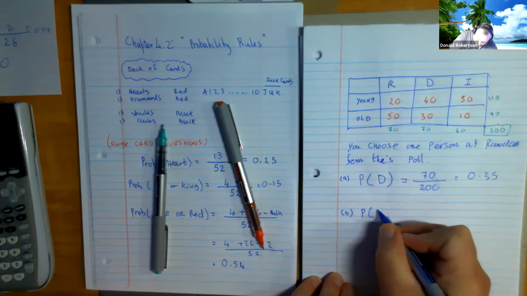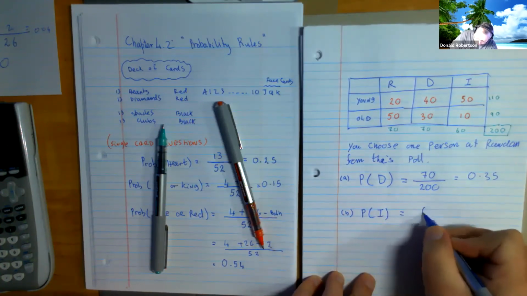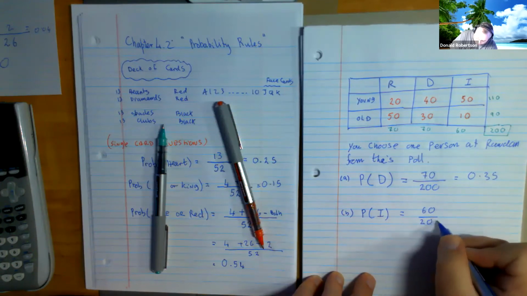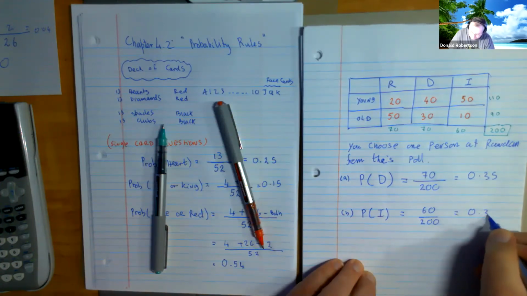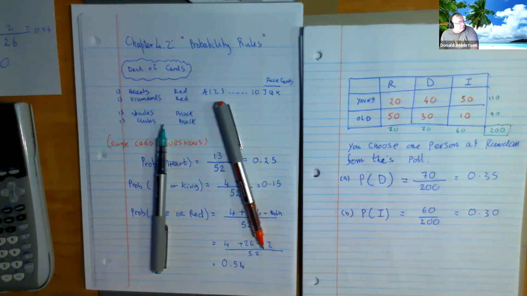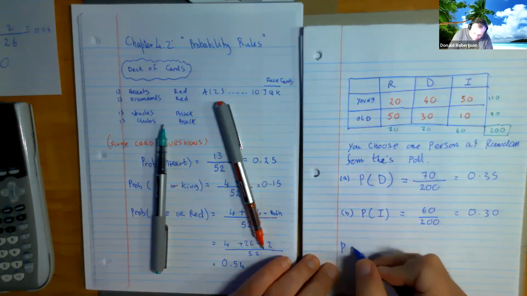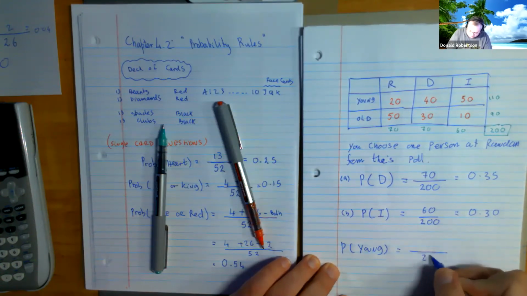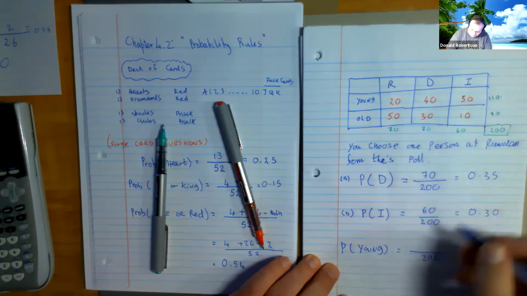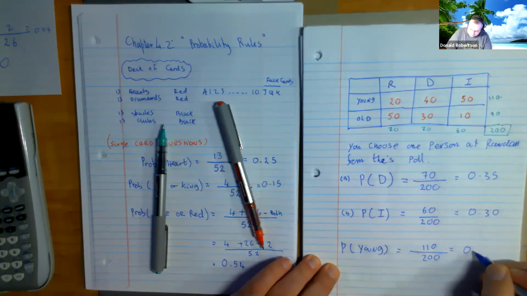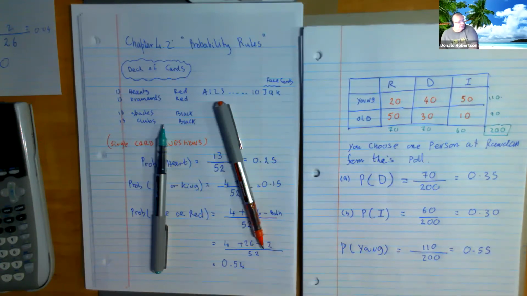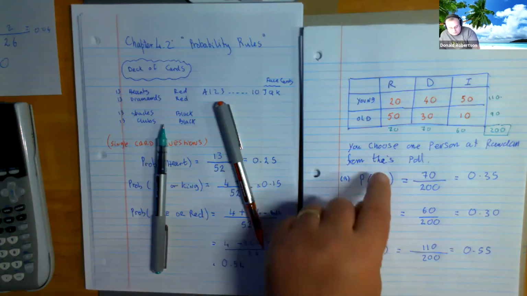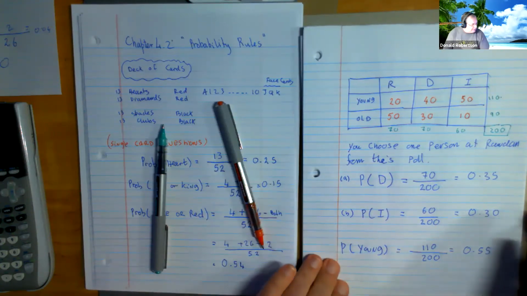Suppose I said, what's the chance that you chose an independent? Well, aren't there 60 independents, but you could have chosen them out of any one of the 200, and that's a little bit less, about 30%. Are we cool with that? What's the probability that you chose someone who was young? Well, there's 200 people you could have chosen, and do you see that 110 of them are young? So that's what, about 55% chance that if you chose one person at random from this poll, they would be young. Those are pretty straightforward counting questions, right?